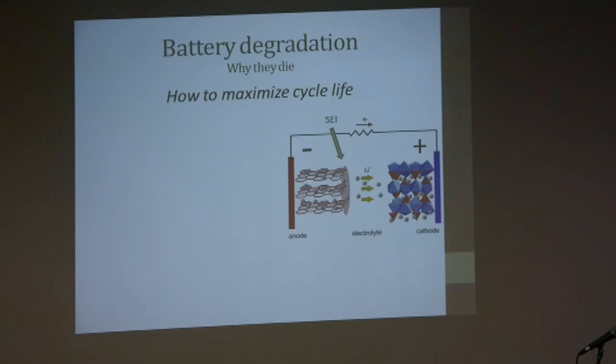There are three things that are important. The first one is temperature. These batteries are very sensitive to temperature. If you use them at temperatures above 70 degrees, they grow old very quickly. Also, when they're very cold.